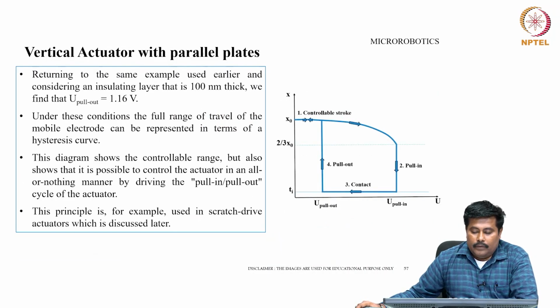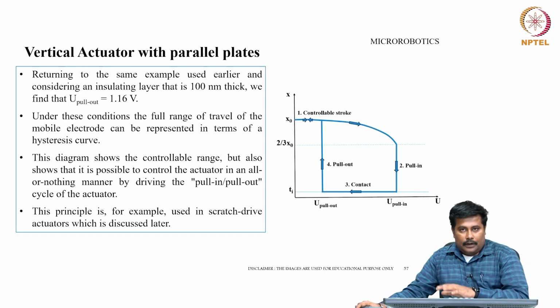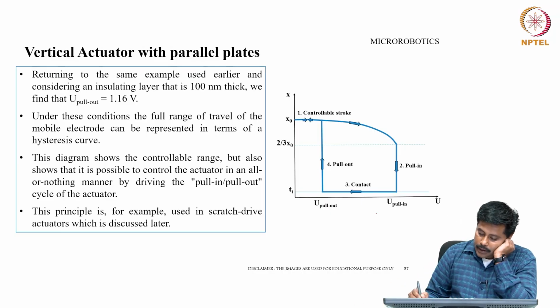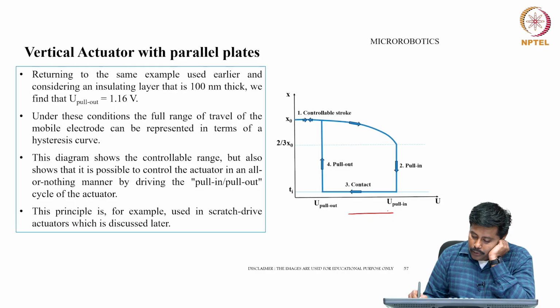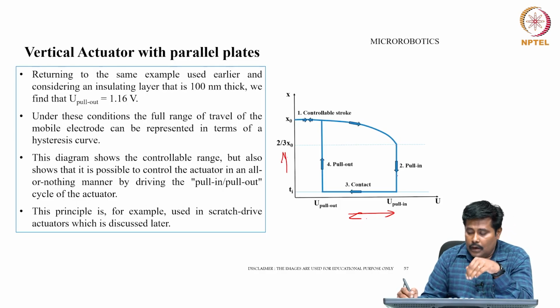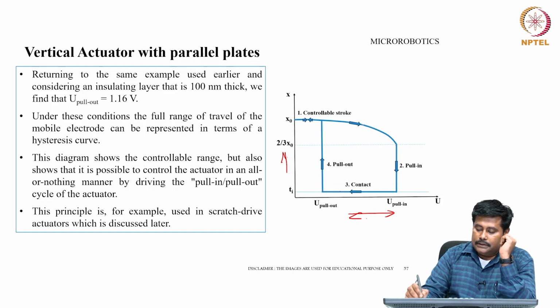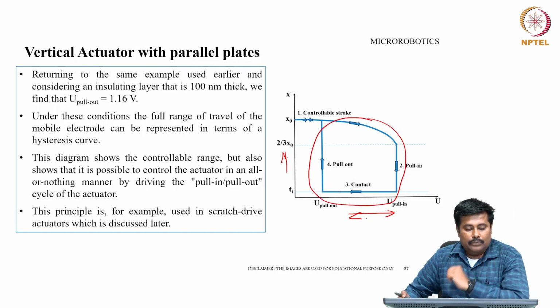Now, when we look into the overall performance of such an electrostatic actuator, we plot a graph with reference to U pull-out and U pull-in, and the displacement which exists. Initially there is a controllable stroke. With reference to pull-in, there is a sudden dip in the x, and then because of the contact it is established again and moves towards pull-out. So, this cycle will continue for the entire actuation process.